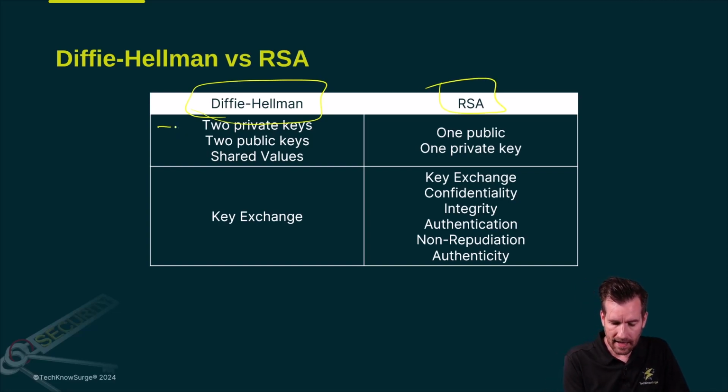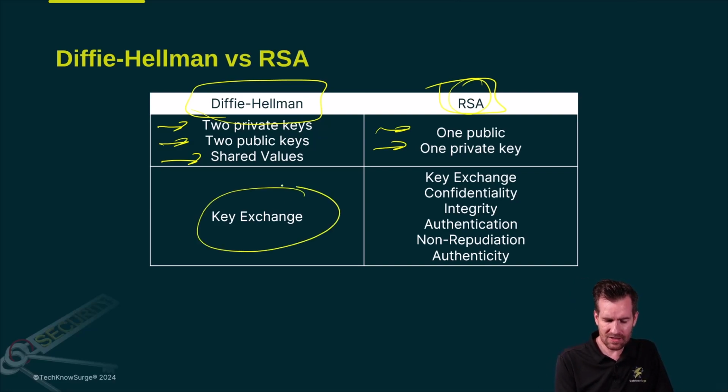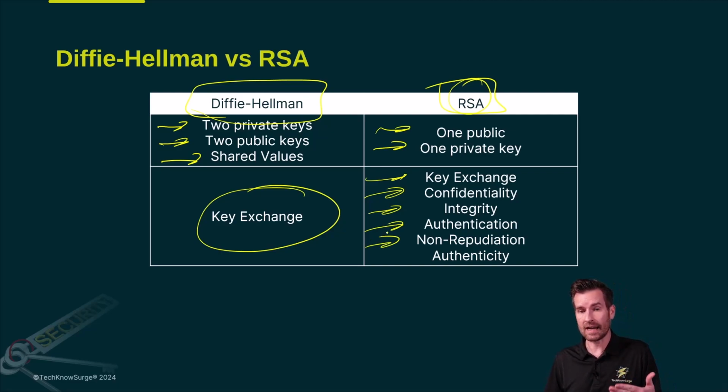Where Diffie-Hellman has two private keys, two public keys, and a shared value, RSA uses one public key and one private key. There are different combinations that RSA can go through depending on what you're trying to do. Versus Diffie-Hellman is just really for key exchange, so that way once you have the key, you can do some sort of encryption after that. But with RSA, it can actually perform lots of different functions depending on what you are trying to do.